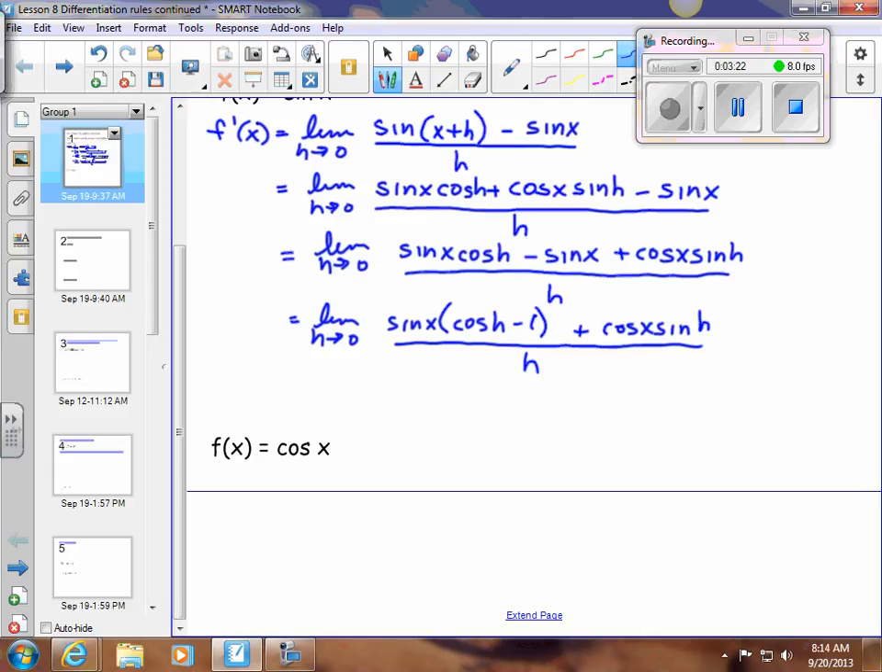At that point, I'm going to split this sum into two fractions so that I have the limit as h approaches 0 of sine of x times cosine of h minus 1 all divided by h, plus the limit as h approaches 0 of cosine x sine of h all divided by h.